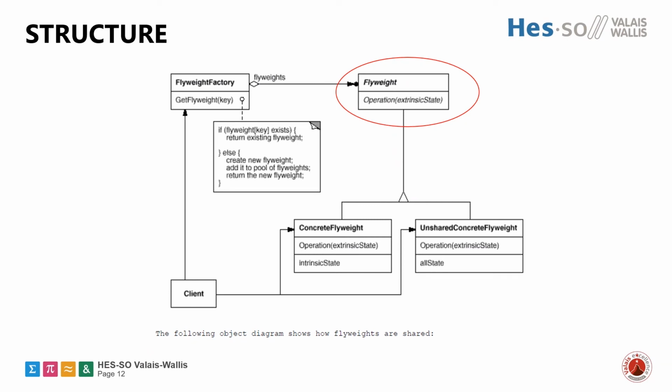First, we have the flyweight interface. It declares an interface through which flyweights can receive and act on extrinsic states. Then we have the concrete flyweight. It implements the flyweight interface and adds storage for intrinsic state. A concrete flyweight object must be shareable. Any state it stores must be intrinsic, and it must be independent of the concrete flyweight object's context.